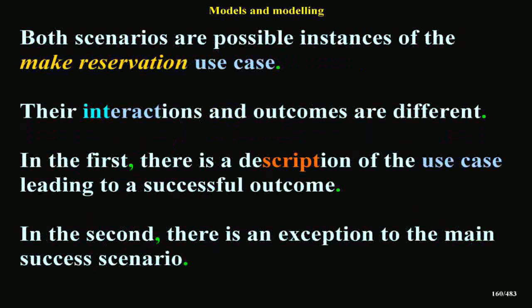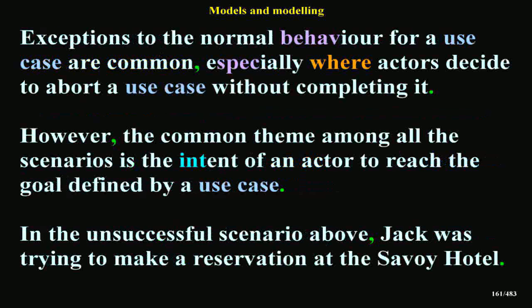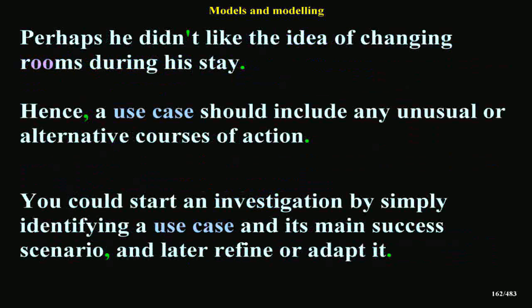In the first, there is a description of the use case leading to a successful outcome. In the second, there is an exception to the main success scenario. Exceptions to the normal behavior for a use case are common, especially where actors decide to abort a use case without completing it. However, the common theme among all the scenarios is the intent of an actor to reach the goal defined by a use case. In the unsuccessful scenario above, Jack was trying to make a reservation at the Savoy Hotel. Perhaps he didn't like the idea of changing rooms during his stay. Hence, a use case should include any unusual or alternative courses of action.